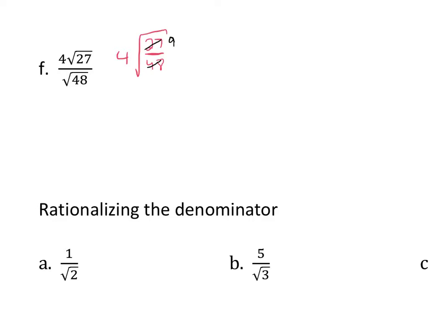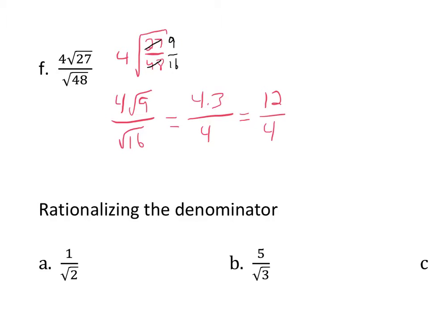We'll get 9 over 16. So if we write this as 4 and then go back to separate roots, we'll notice that root 9 is possible and root 16 is possible, which is 12/4, which again simplifies down to 3.